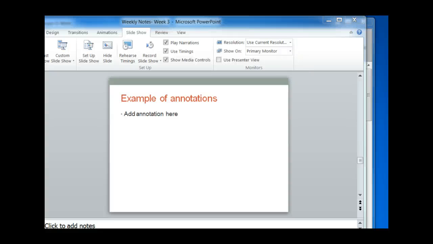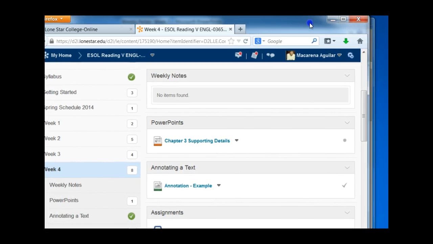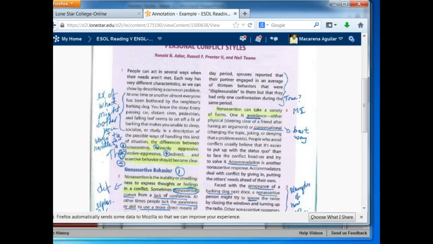So again, if you go to the main page here of D2L, you're going to find a note that says annotating a text, annotation example. Let's open that, and you can see what this annotated page looks like. This is from Personal Conflict Styles from your book.